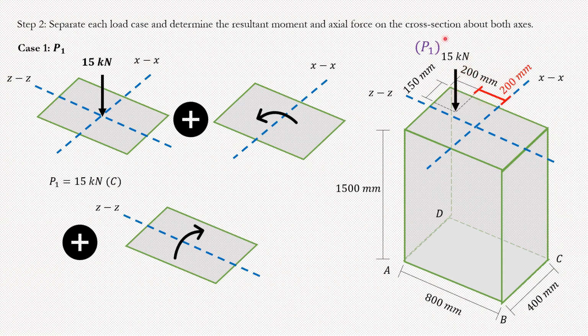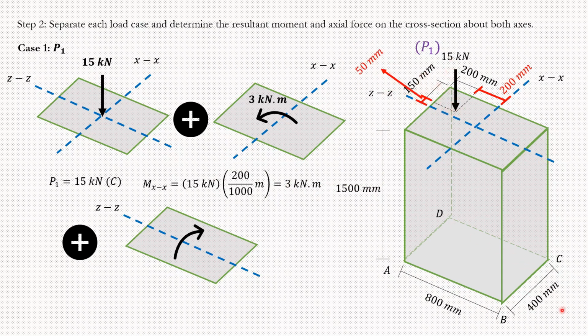This is how I can calculate my moment: force multiplied by distance. But remember this distance is in millimeters, so I'm going to put it in meters. I'm going to say 15 kilonewtons times 0.2 meters, and I'm going to get my resultant moment from this force about the x-axis. I'm going to do the same thing about the ZZ axis. So here, what is the lever arm? This is the ZZ axis, this is the force, and the perpendicular distance is this much. Again, not 150, but in this case 50.